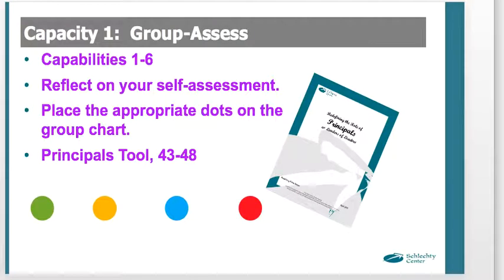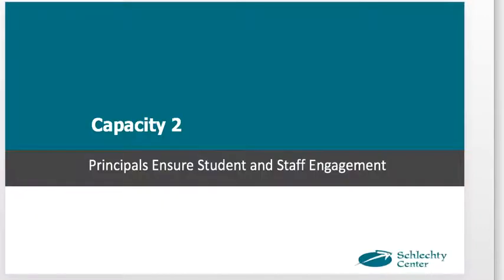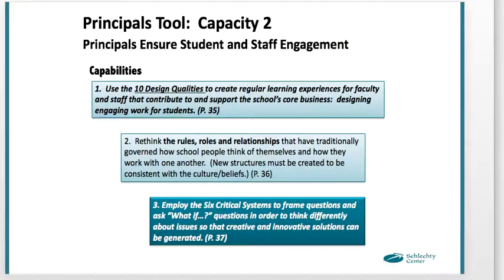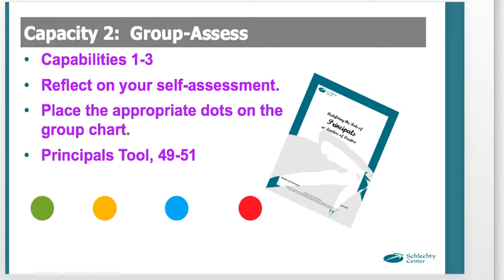The second capacity is the principals ensure student and staff engagement. Here, you'll begin to brainstorm questions, what if, to help you think differently through the 6 critical systems. Again, after you complete that section, there's a video to watch. You will complete the self-assessment.